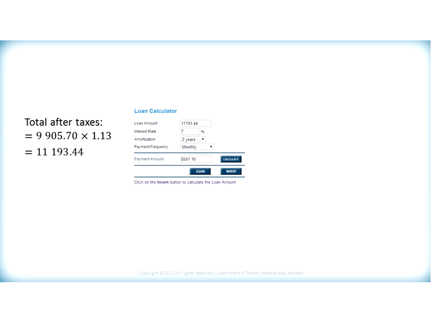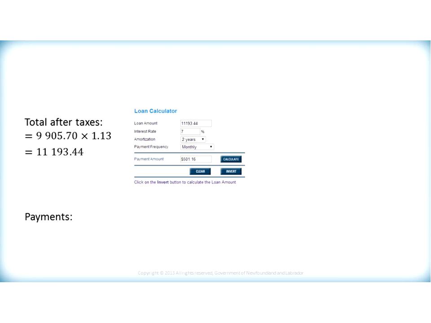So again, going to the BMO loan calculator, we put in the number for the amount owing, $11,193.44, with an interest rate of 7%, and he's going to pay it off over a 2-year period. So the payment frequency, once again, is monthly, meaning that his monthly payments now will be $501.16.